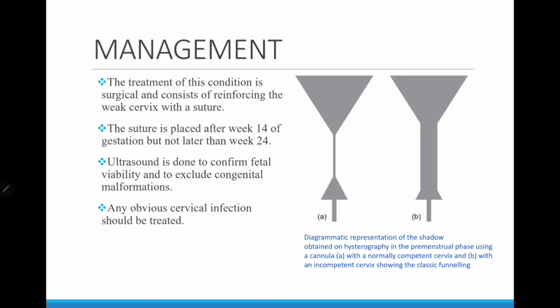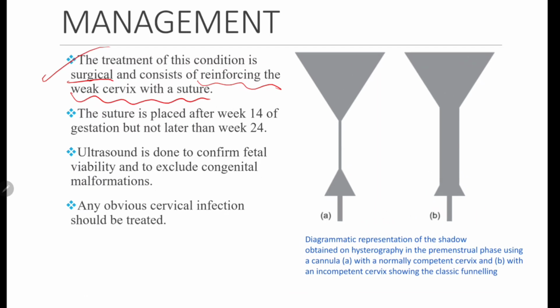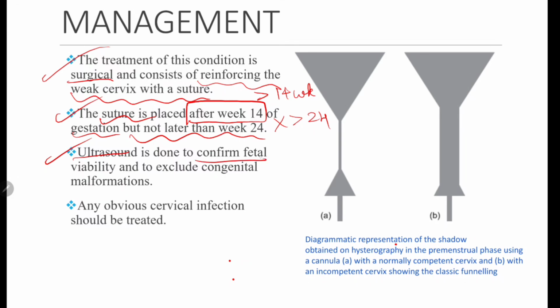So coming to the management of cervical dilatation, the treatment of this condition is going to be surgical and consists of reinforcing the weak cervix with a suture. The suture is generally placed after 14 weeks of gestation, but not later than 24. Ultrasound is done to confirm the fetal viability and to exclude congenital malformations. Any obvious cervical infection should definitely be treated before surgery.